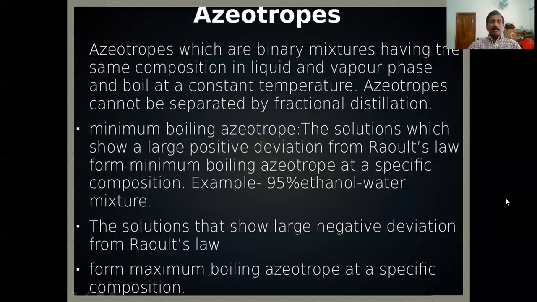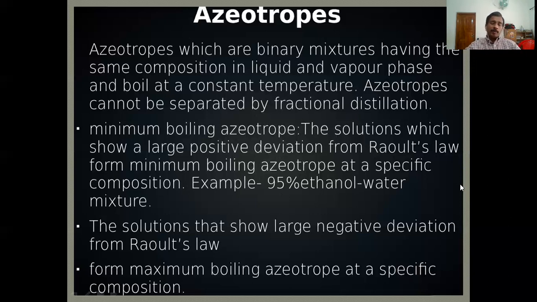Then what are high boiling or maximum boiling azeotropes? The solutions that show large negative deviation from Raoult's law form maximum boiling azeotropes at a specific composition. That is possible only at a specific composition. Nitric acid water mixture is an example. It is showing negative deviation not in all the compositions, but only at a particular composition. These are azeotropes.